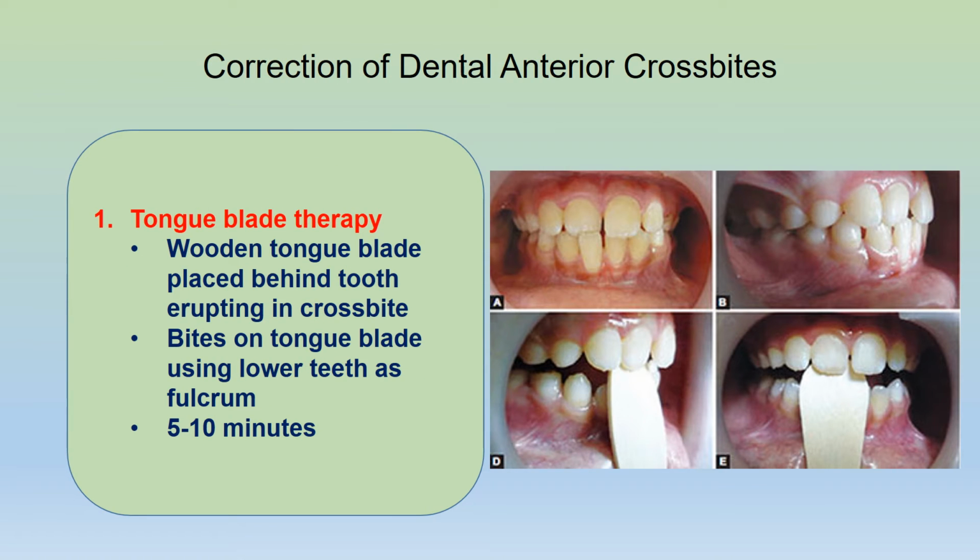Now, how do we correct dental anterior crossbites? The simplest is to use a tongue blade therapy, whereby a wooden tongue blade is placed behind the tooth erupting in crossbite. The patient bites on the tongue blade using the lower teeth as a fulcrum, and this is done for about 5 to 10 minutes.